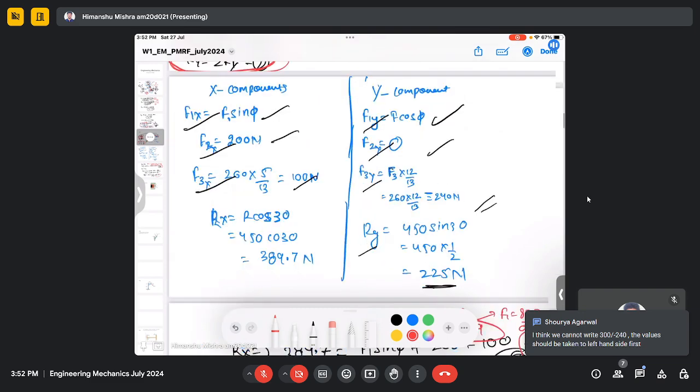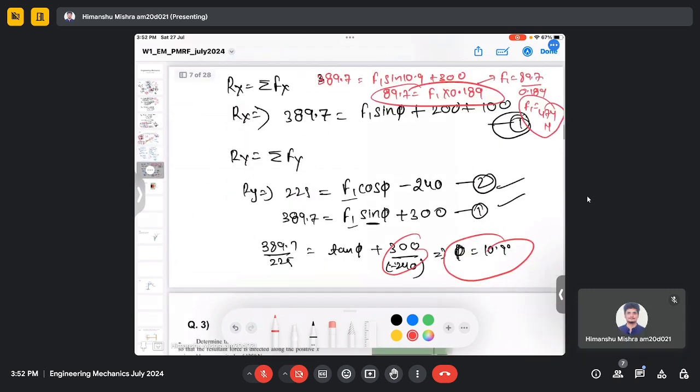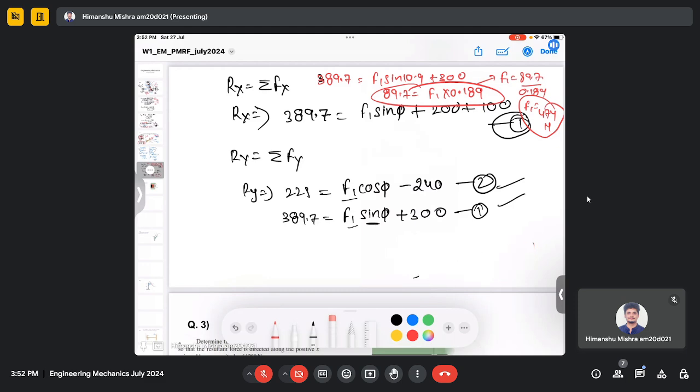Yeah, we cannot actually write it like this. So one way is you can solve this problem like this: you have 225 plus 240 equals F1 cos phi. So you write this equation in terms of phi or F1. Let's say I write this equation in terms of F1. So I will get cos phi here. So this is my F1 now.